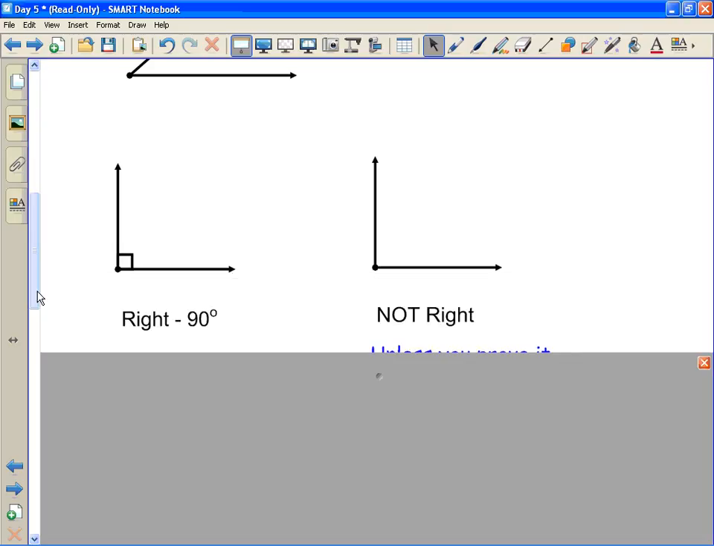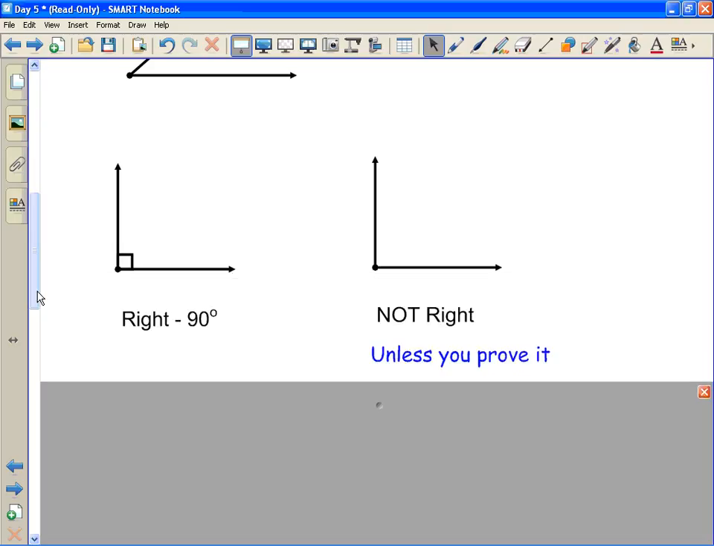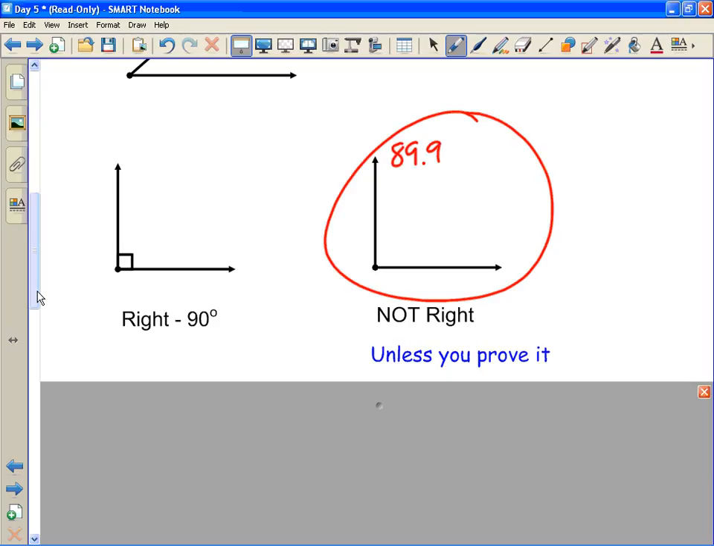If we have one that is exactly 90, we call it a right angle. Now, the thing about geometry is, just by looking at this picture here, it looks like it's a 90-degree angle. But until I measure it, or I'm told that it's a 90-degree angle, I can't assume that it's exactly 90 degrees, because this could very easily be 89.9 degrees. Or maybe it's 90.001 degrees, which is not exactly 90. And if it's not exactly 90, it's not a right angle.